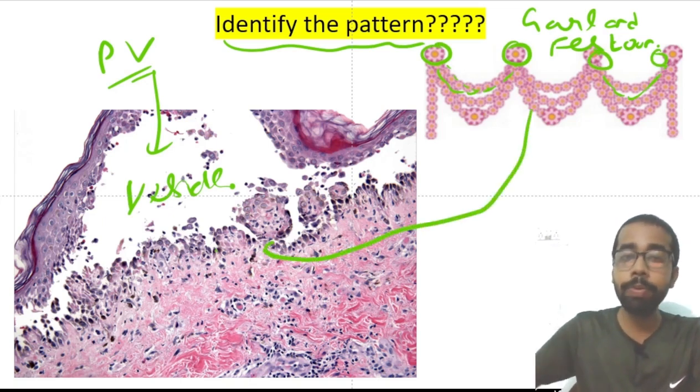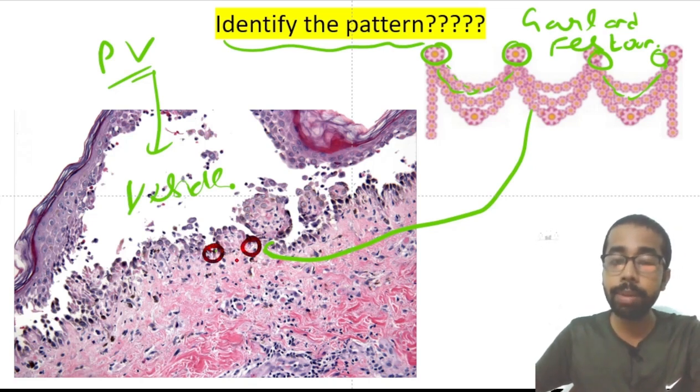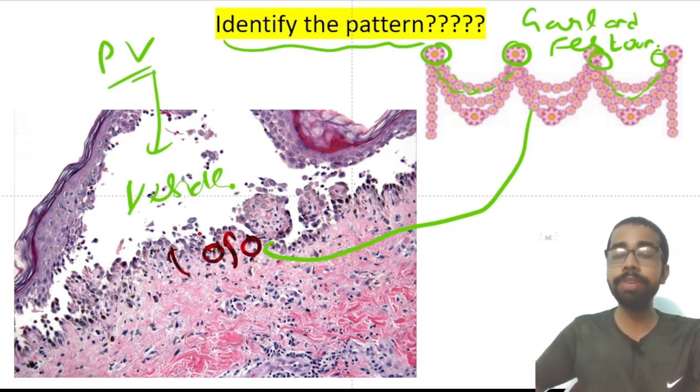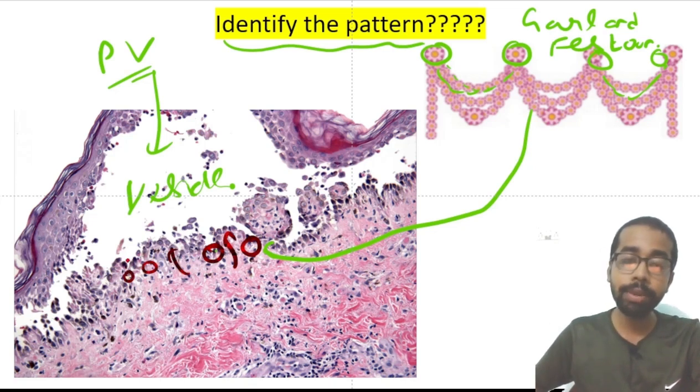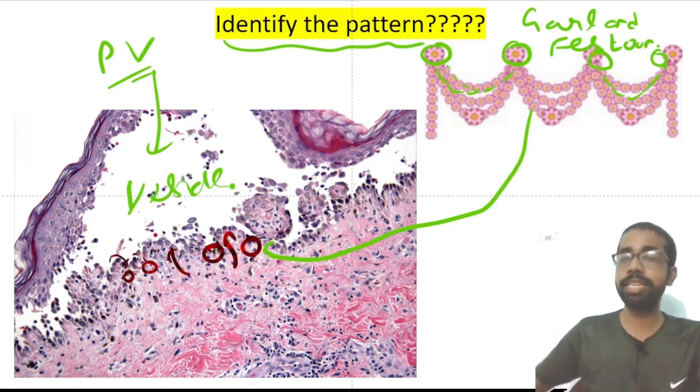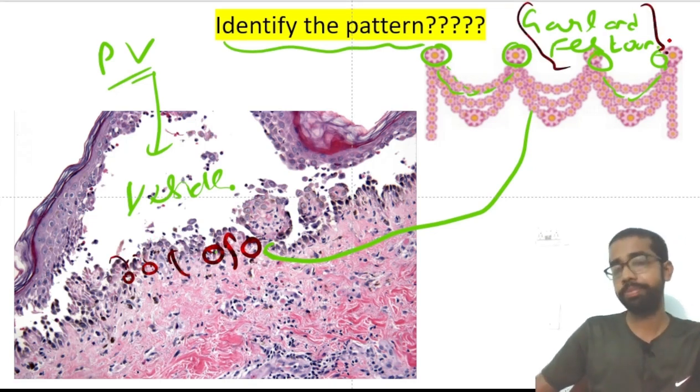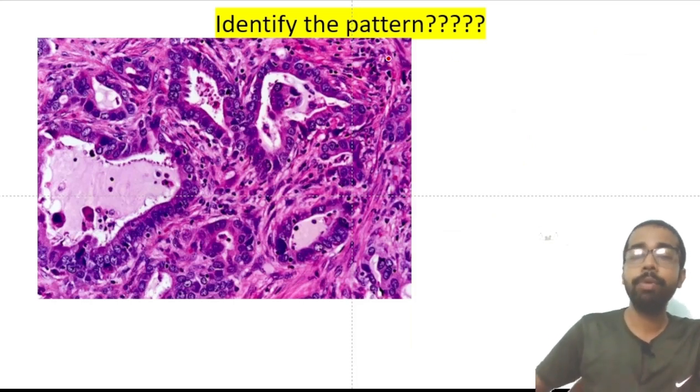See, two points are there, and the dermal papilla, the tip, is projecting into the blister, right? That's a garlanding pattern or festoon type of pattern. Just a terminology, right?